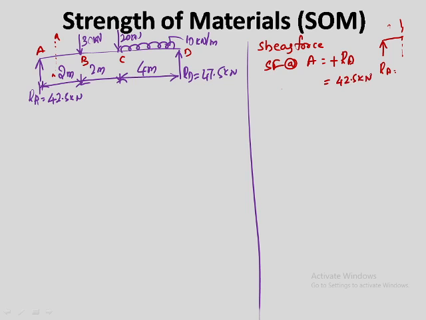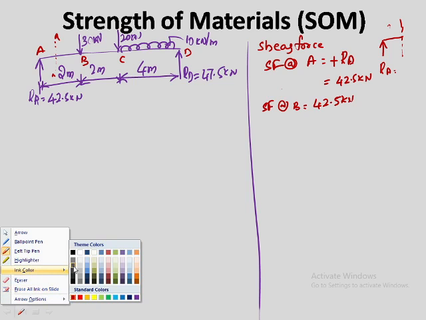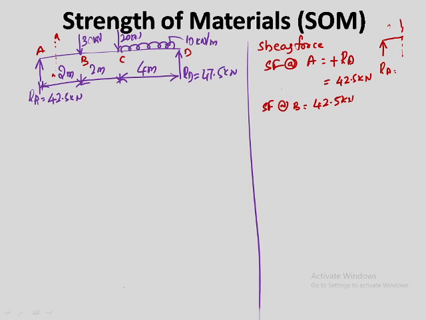42.5 kilonewton. Okay. Similarly, the reaction force at point B is equal to 42.5 kilonewton before consideration of the 30 kilonewton load. Let us make an assumption here. Now this is RA, pushing in an upward direction.